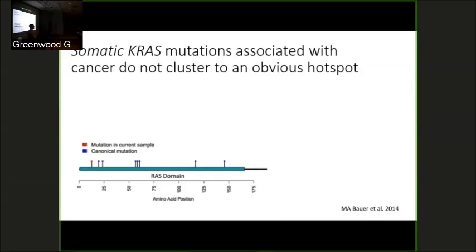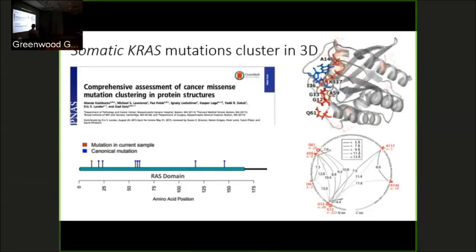Okay, so that's great, but what about when they don't cluster? In this image of KRAS, where you have mutations shown along the length of the KRAS gene, I would say these mutations do not cluster in space. But it's important to recognize this is one-dimensional space, and this paper recognized that, saying this is a comprehensive assessment of cancer missense mutations clustering in protein structure. They looked at proteins like this, where the mutations are scattered throughout the length of the protein, but cluster in three dimensions.